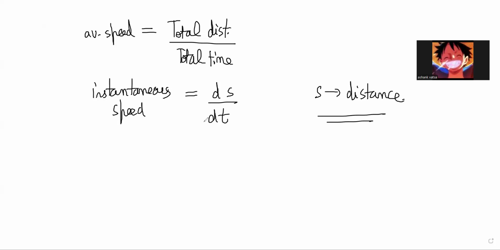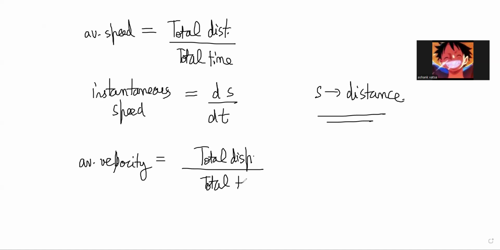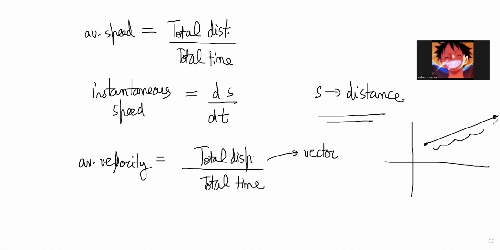On the other hand, if I talk about displacements and velocities, average velocity would be a vector because it is total displacement divided by total time, and total displacement is a vector. How do you calculate total displacement? You have to join the arrow from the initial to the final point and find that vector. That is the total displacement, right? Yes, sir.